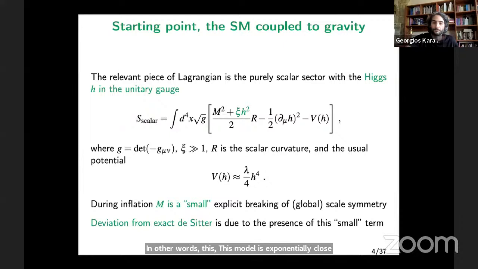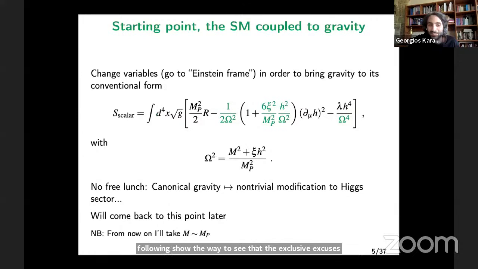So the way to see that explicitly is to do a field redefinition and make gravity canonical, that is, to acquire its standard Einstein-Hilbert form by moving to the so-called Einstein frame via Weyl rescaling. And once we do that, we realize that nothing comes for free. This seemingly innocent non-minimal coupling to the scalar curvature, this polynomial interaction of the field with gravity, turns out to be a rather non-trivial modification to the Higgs sector. And this is a twofold modification. First, it changes the kinetic term by making it non-canonical. You can see here the presence of an operator as well as an overall rescaling by powers of the conformal factor. And also it rescales the potential. This is actually something that will come back later.